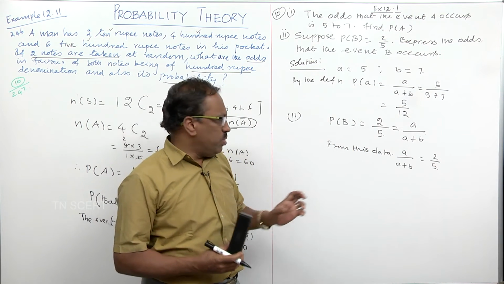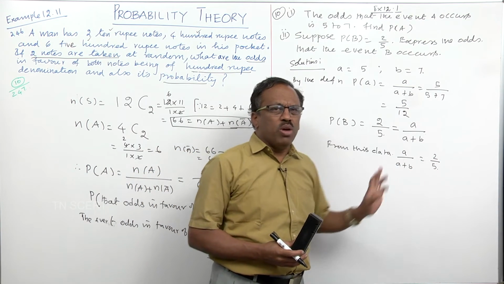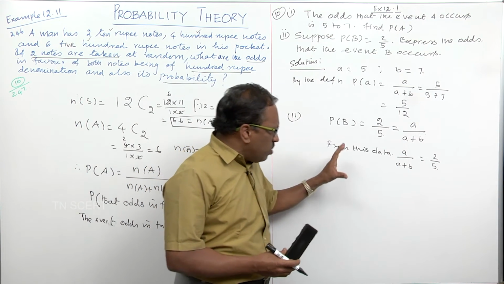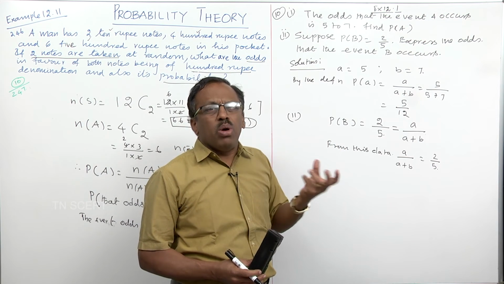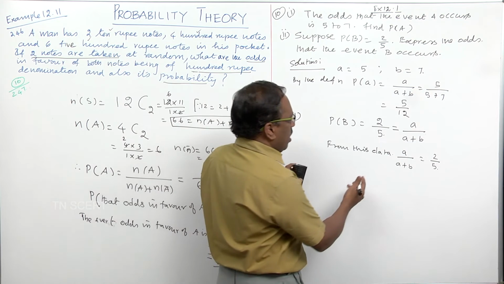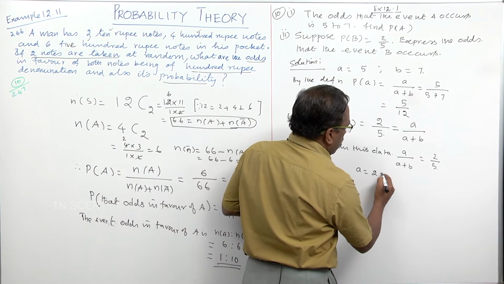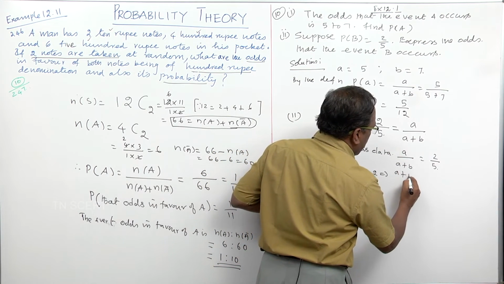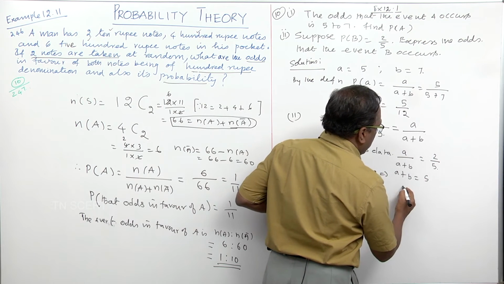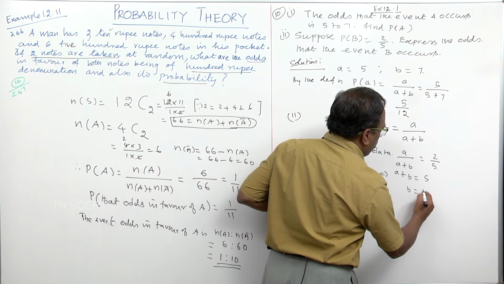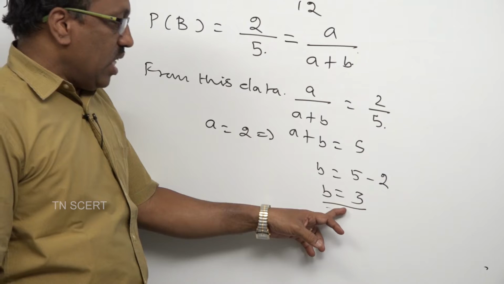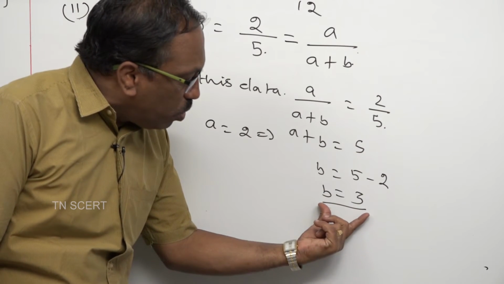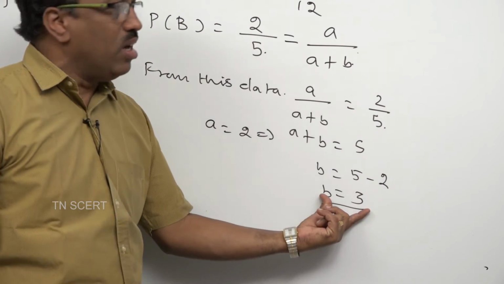Is it clear to you? A by A plus B is equal to 2 by 5, which means from this data you can identify what else? Very simple. A is nothing but 2, which means A plus B is equal to 5, that means B is equal to 5 minus 2, which is 3. See, dear students, so we found out the value of B as 3 here.